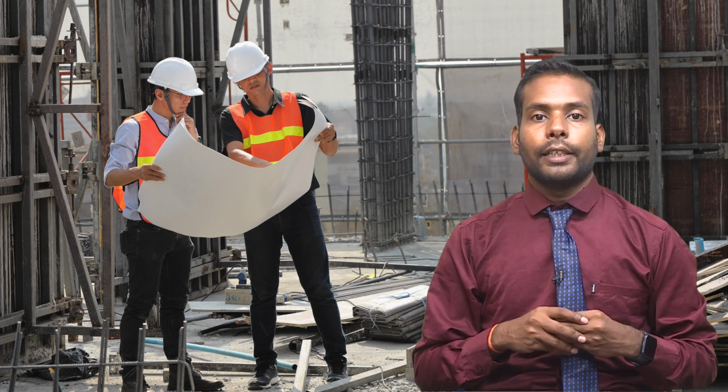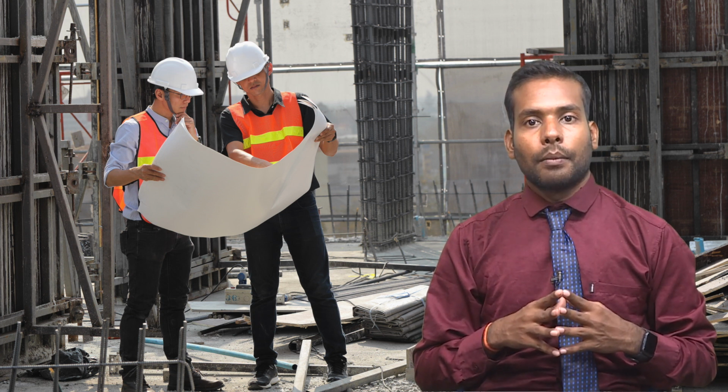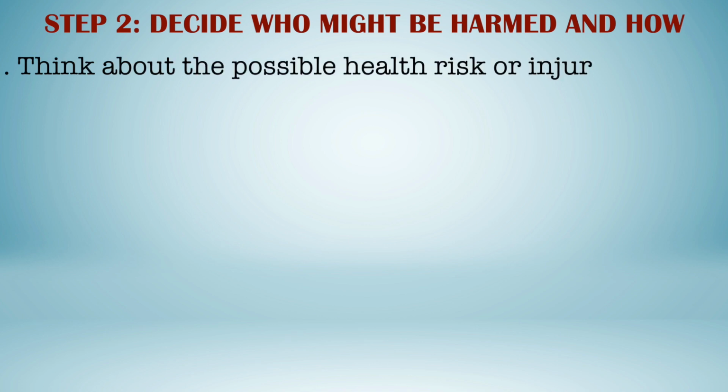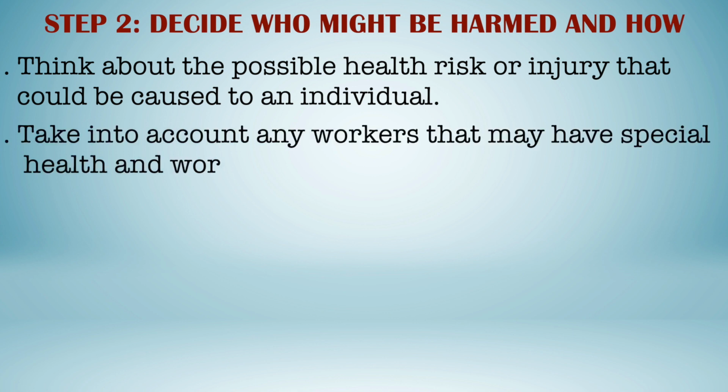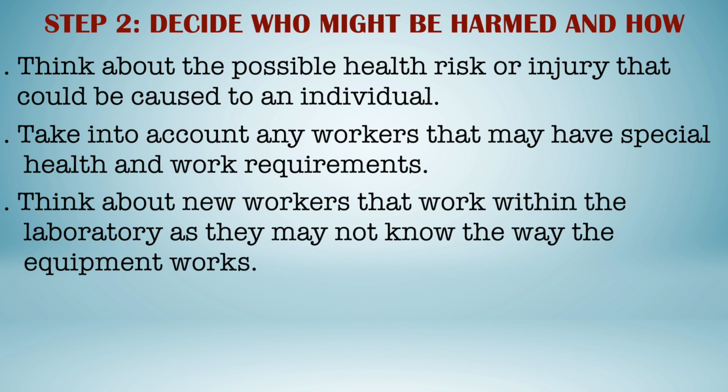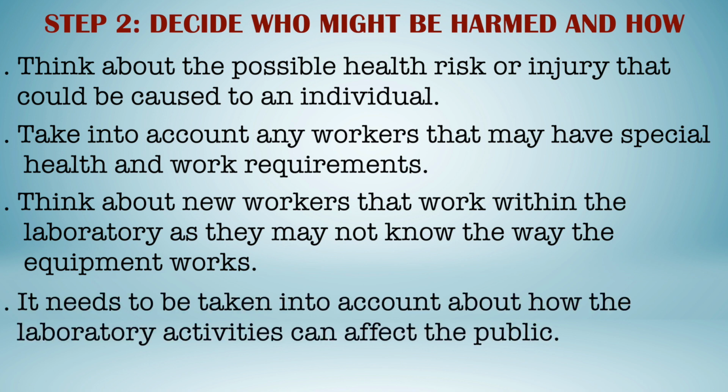Let us discuss the second step, decide who might be harmed and how. Think about possible health risks and injuries that could be caused to individuals. Take into account any workers that may have special health and work requirements. Think about new workers within the laboratories, as they may not know how the equipment works. It needs to be taken into account how the laboratory's activity can affect the public.